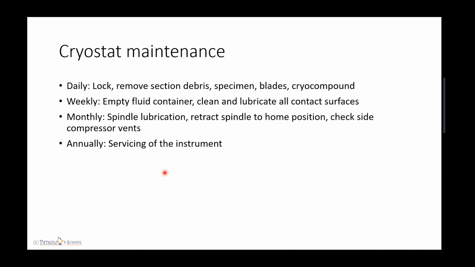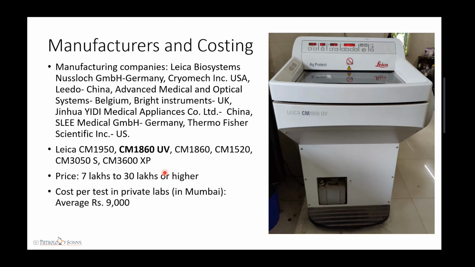Now, talking about cryostat maintenance, we should check the lock and remove section debris, specimen, blade, and cryo compound. All this should be done on a daily basis. Then weekly, we should empty the fluid container. We should clean and lubricate all contact surfaces. On a monthly basis, we should do spindle lubrication, then retract the spindle to home position, and check the side compressor vents as well. And annually, we should do servicing of the instrument.